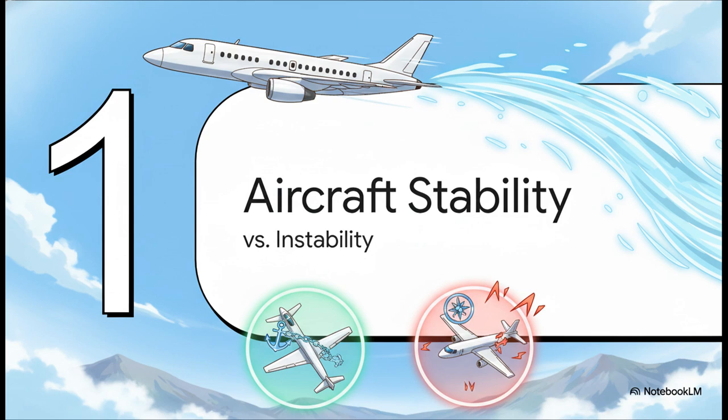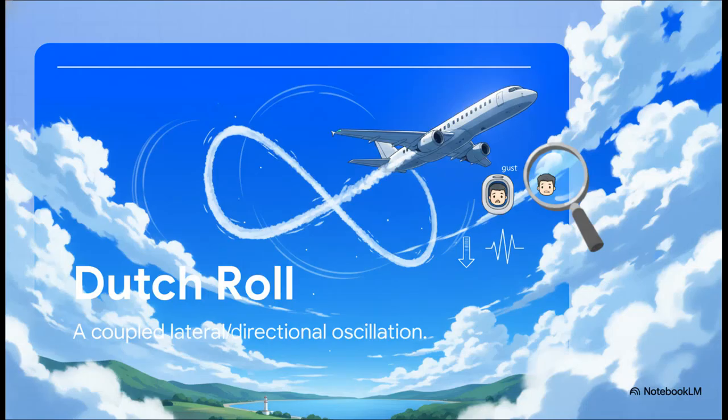All right, Section 1, Aircraft Stability versus Instability. Let's get into it. Picture this. You're flying straight and level, having a great time, and suddenly, boom, a gust of wind hits you. How does the plane actually react?